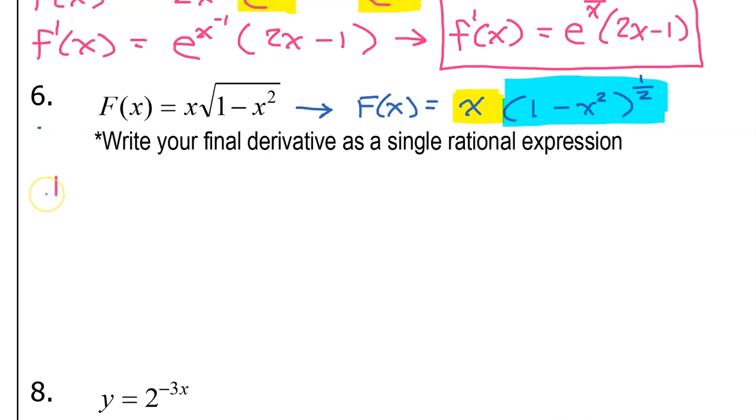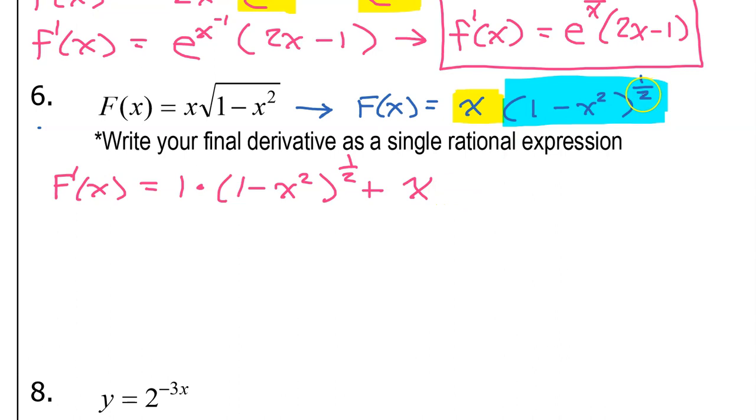So when I write f prime of x, the first time through I take the derivative of x, which is 1, which I really did not need to write, and then I leave the second factor alone. So I have 1 minus x squared to the 1/2 power. And then I put a plus. The second time through, I leave the first factor alone. And I take the derivative of the second factor.